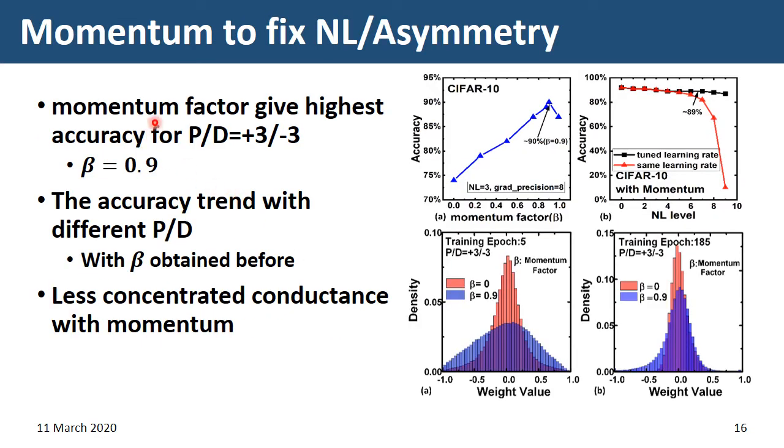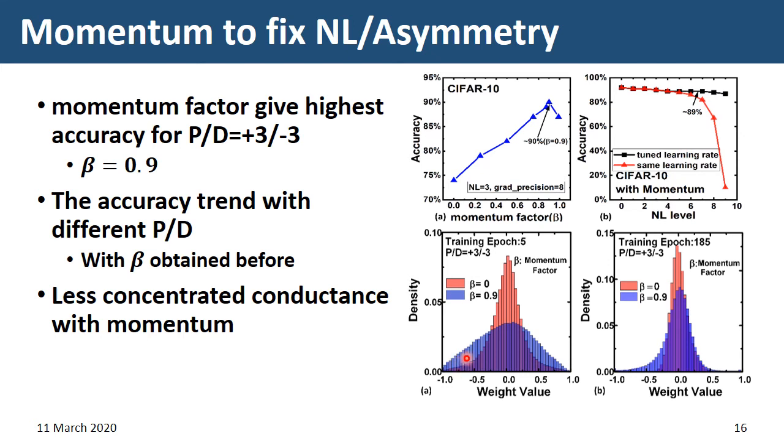First, we look at the effect of the momentum. Here we try different momentum factors, the beta value, and this is to study the case where the potentiation and depression nonlinearity factors are positive 3 and negative 3. We can see that with a proper beta factor, it can achieve above 90% accuracy. With this beta factor, we run different nonlinearity levels with asymmetry. You can see that if we further tune the learning rate, this black curve, we can achieve fairly stable training accuracy. Even when the nonlinearity is very large, like 8 or 9, we can still achieve about 89% accuracy. This is much improved over the previous results reported in the literature.